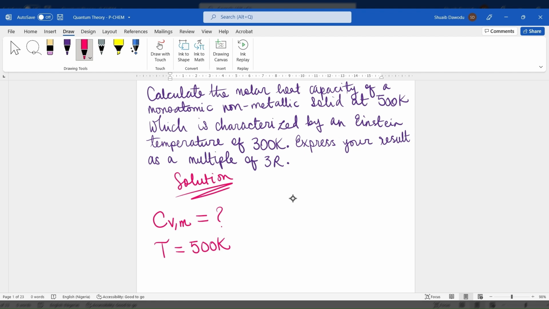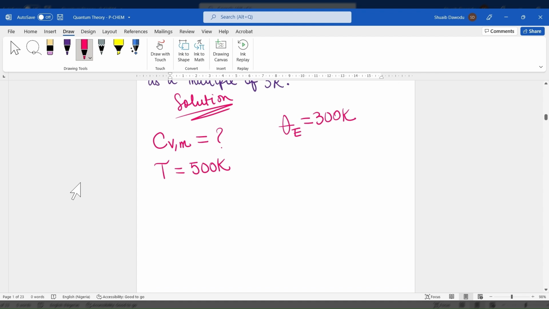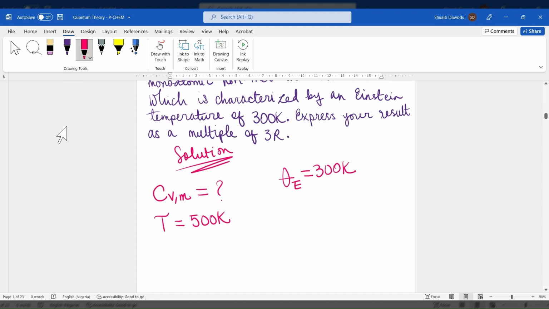For those of you who don't know, there's a formula that I use to solve questions like this, and the symbol that denotes Einstein temperature is theta sub E, which is just 300 Kelvin. We're told to express our results as a multiple of 3R. So the formula we need is simply C_V,m equals 3R times f_E(T). So that is basically it.